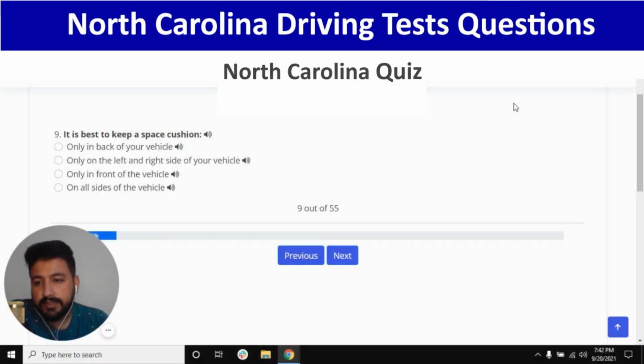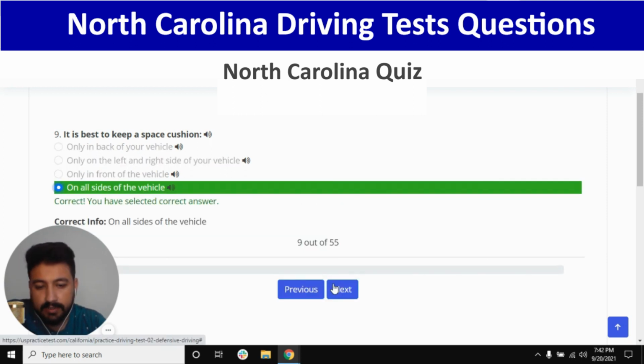The ninth question is it is best to keep a space cushion. The right answer of the ninth question is on all sides of the vehicle. So looking like the last option is the right answer, and next.